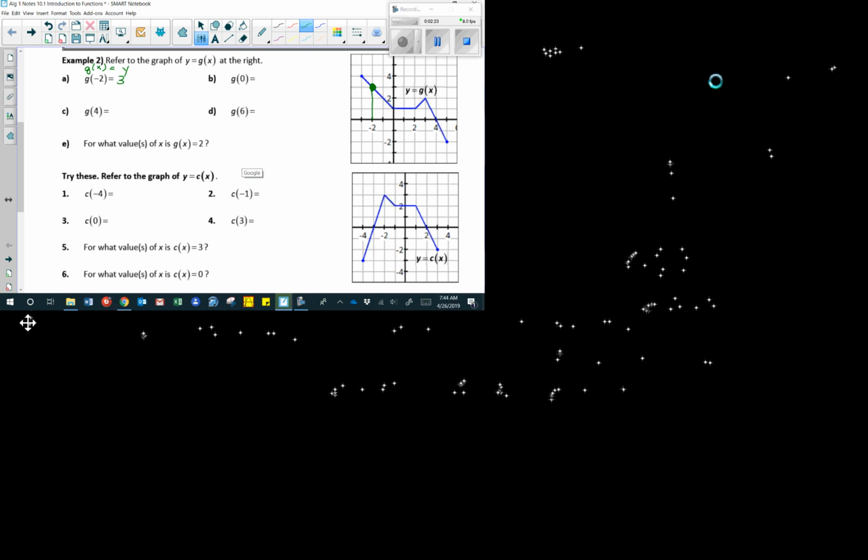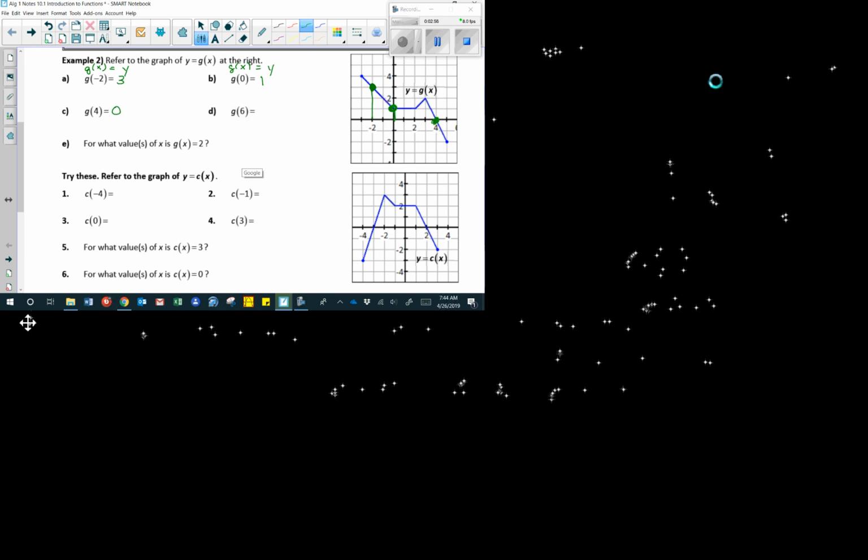Similarly, for b, if we think about g of x is equal to y, we know that x has been replaced with 0. So we can go to the graph and look at the point where x is equal to 0 and observe that the y value is 1. G of 4 is the y value when x is equal to 4. So if we go to the point on the graph where x is equal to 4, we can observe that the y value is 0.